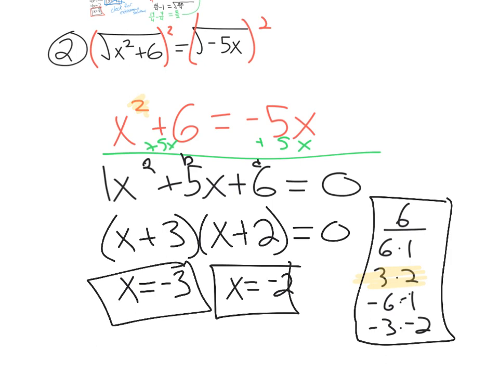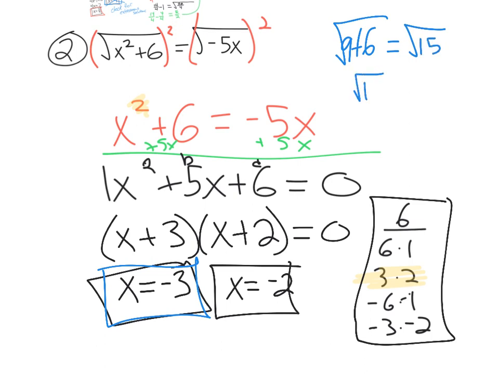So if I'm looking at -3, let's do that in blue. If I put -3 into the original equation, I would get 9 plus 6 under the square root equals the square root of 15. Does the square root of 15 equal the square root of 15? Yes, it does, which means this guy is good. That is a solution. Let's try -2.